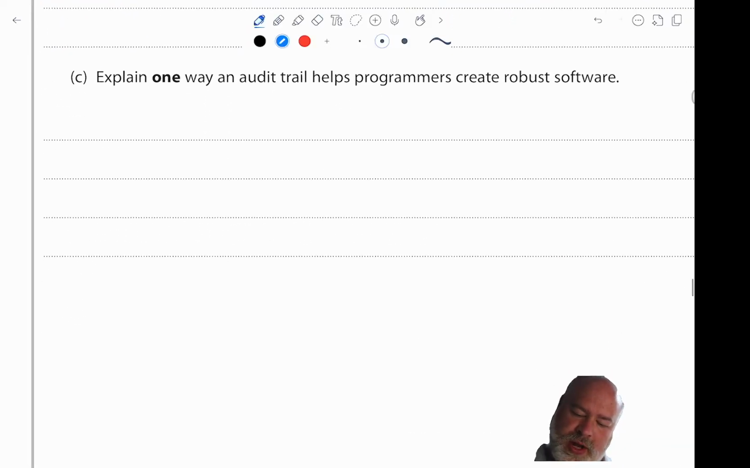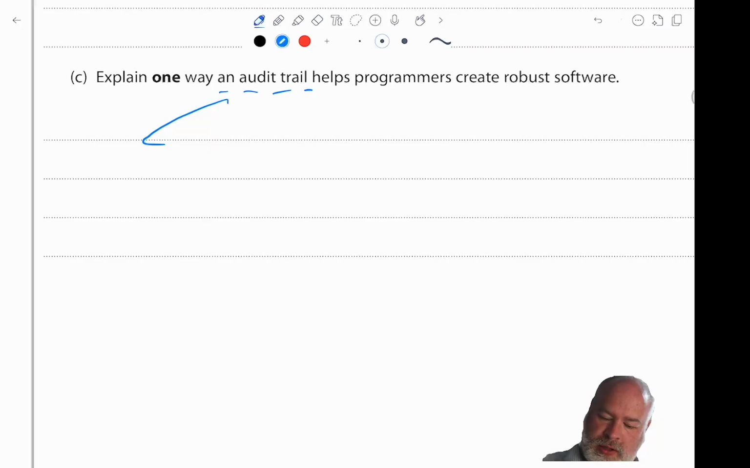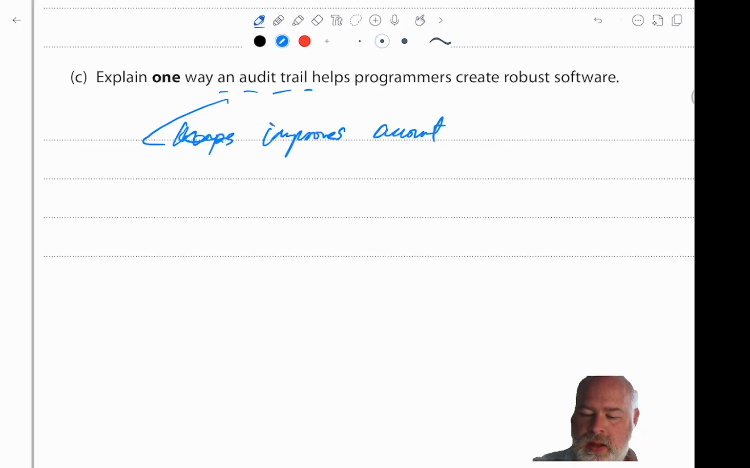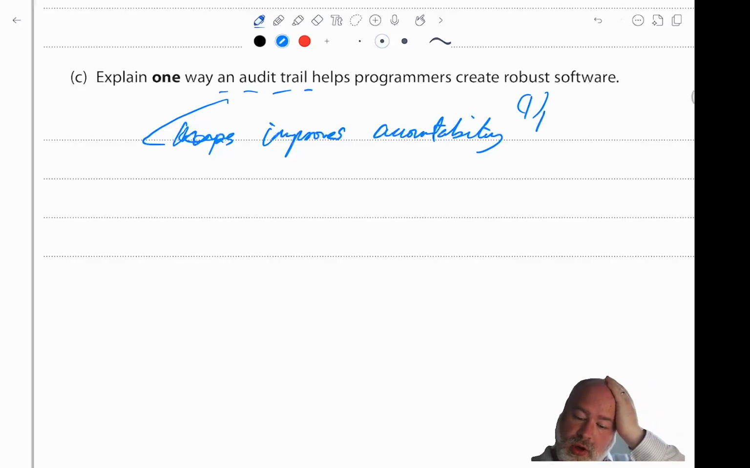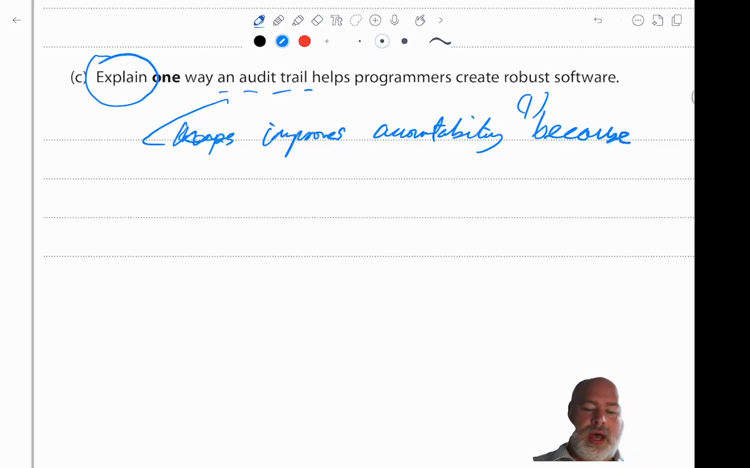Explain one way an audit trail helps programmers create robust software. So an audit trail, I mean, think of the word audit. So an audit trail improves accountability. So that would be an odd one, because we've got an explain command word, because it keeps track of changes.